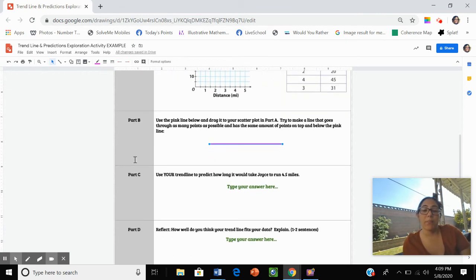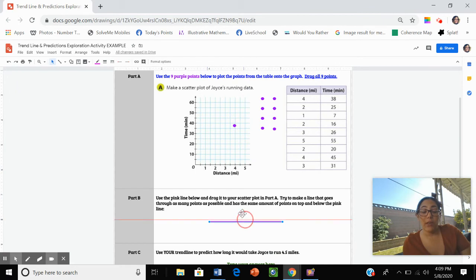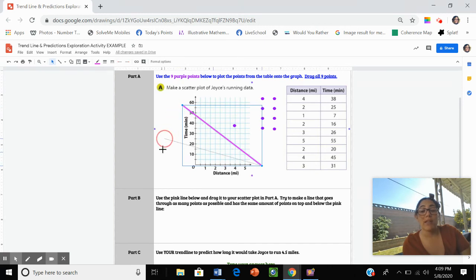Moving down to part C, you're going to use your prediction line to determine how long it would take Joyce to run 4.5 miles, and you would type your answer here. Based on your trend line, you're going to make that decision. If my trend line is looking like this, I could look where it says 4.5 miles and state that amount. It all depends on what your trend line looks like. If your trend line looks like this for some reason, hint, it shouldn't, at 4.5 miles I would say it took her 50 minutes.